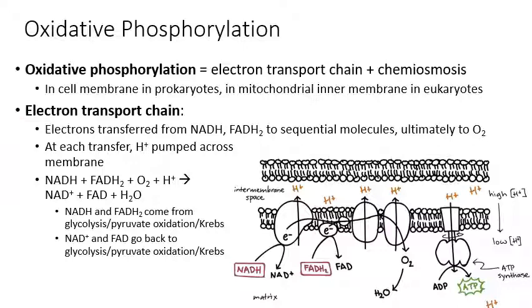So all of those electron carriers that you charged up with electrons in glycolysis and in pyruvate oxidation and in the Krebs cycle are all going to be used in oxidative phosphorylation. They're just carrying those electrons to the electron transport chain and dropping them off. So once NADH drops off its electrons, you have NAD+ again. Once FADH2 drops off its electrons, you have FAD again. Then those compounds, NAD+ and FAD, can go back to glycolysis, pyruvate oxidation, and the Krebs cycle and pick up more electrons.